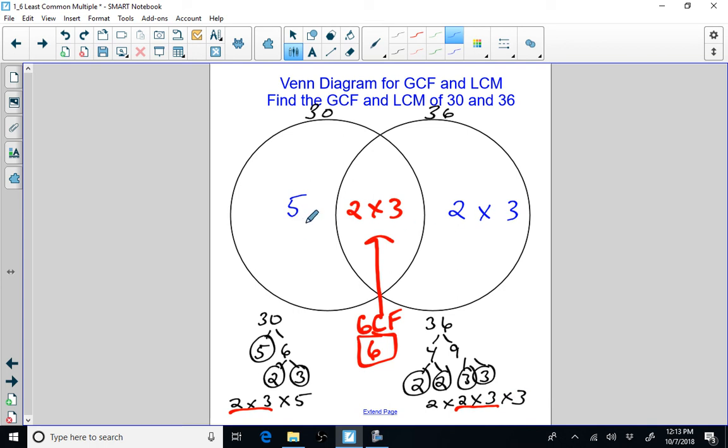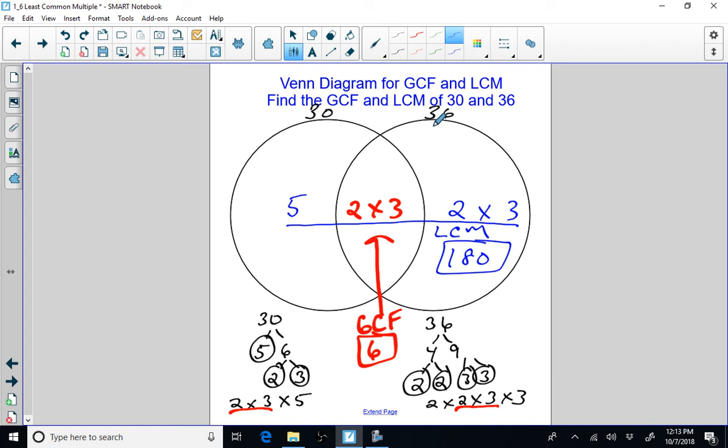So I multiply 5. Let's underline them all. All of that is my least common multiple. So I have 5 times 2 is 10, times 3 is 30. 30 times 2 is 60. 60 times 3 would be 180, which is the least common multiple of 30 and 36.